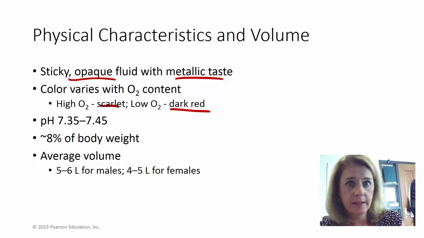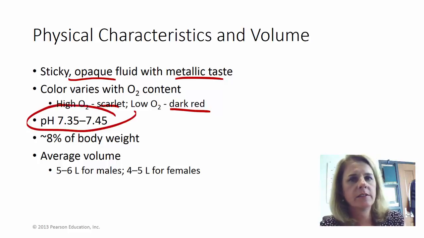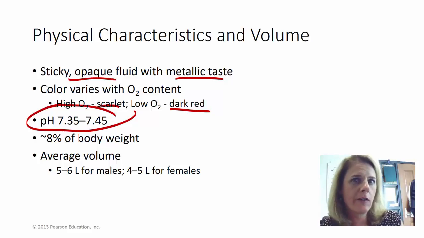It has a set characteristic pH. The pH of blood should be between 7.35 and 7.45, and it shouldn't vary too much outside of that. If the pH is higher or lower than 7.35 to 7.45, you've got something called alkalosis or acidosis, and we'll talk more about that later on in the semester. It's about 8% of your body weight, and the average amount of blood that you have in males is 5 to 6 liters, and in females, 4 to 5 liters of blood.